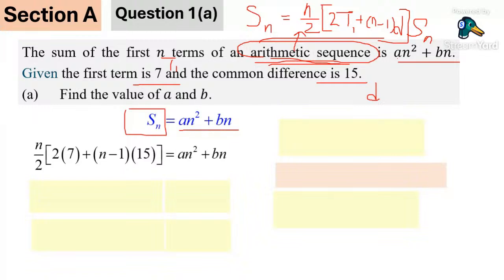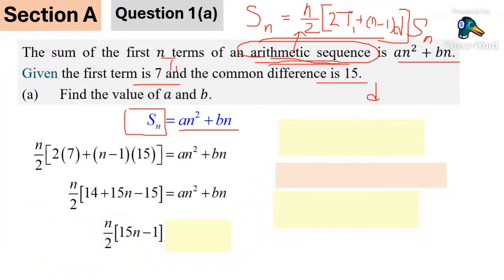Next, simplify the answer on the left. So 2 times 7, 14. Expand 15, 15n minus 15 equals to, the right-hand side remains unchanged. The left-hand side further simplified. 14 minus 15, so I have n over 2 times (15n minus 1). Right-hand side again remains unchanged. Continue. Expand the n over 2 inside. So I have the result as 15 over 2 n squared minus 1 over 2 n equals, again, right-hand side unchanged. Reach until here, compare both sides.